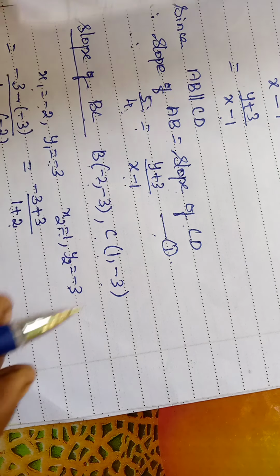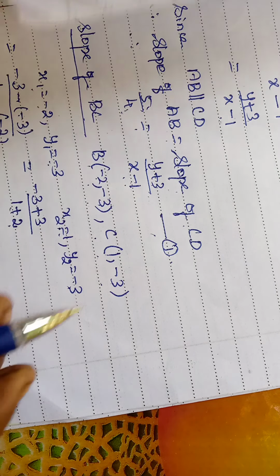Let's write the next question. Exercise 5.2, question number 13. What is the question? A quadrilateral has vertices at A of (-4, -2), B of (5, -1), C of (6, 5) and D of (-7, 6), so that the midpoints of its sides form a parallelogram.